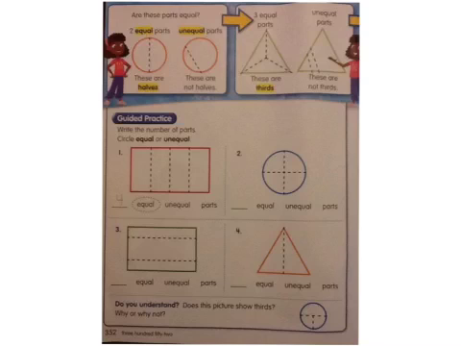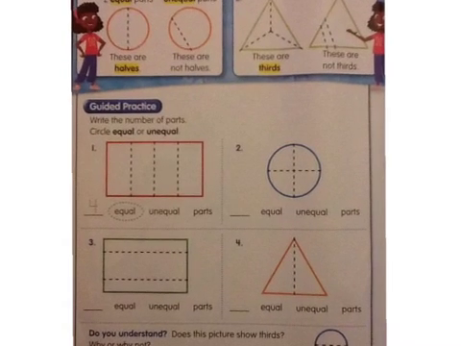Number 1. The example has been done for you. It says, write the number of parts. Circle equal or unequal. And as you can see, they drew four equal parts, okay? And they are equal. So they circled equal and put 4 for 4 equal parts. Okay? Let's look at number 2.